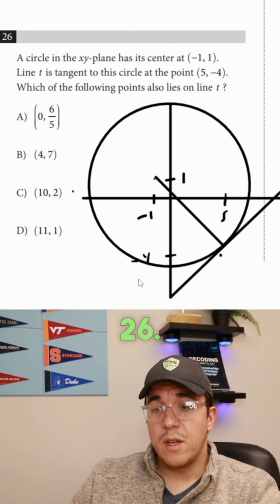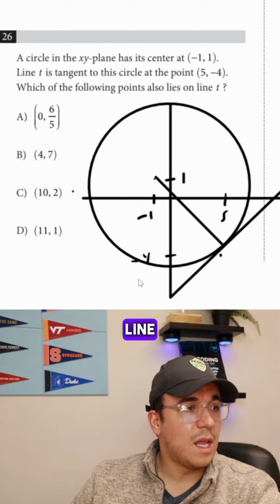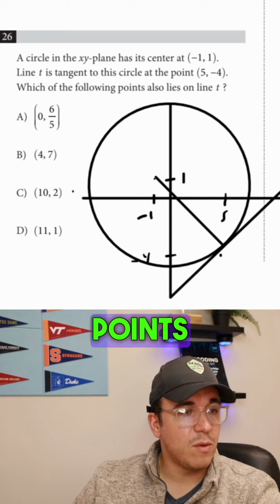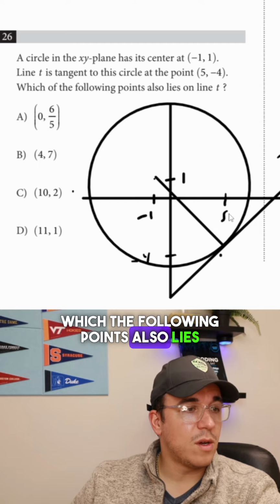All right, guys, let's get into number 26. A circle in the xy plane is centered at (-1, 1). A line T is tangent to this circle at the point (5, -4). So here's line T. Which of the following points also lies on line T?